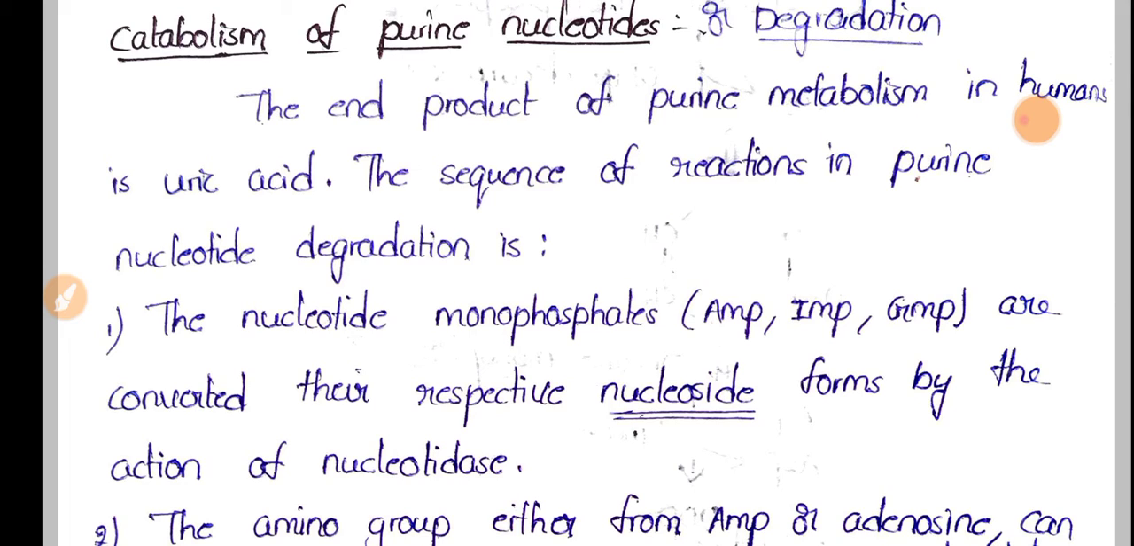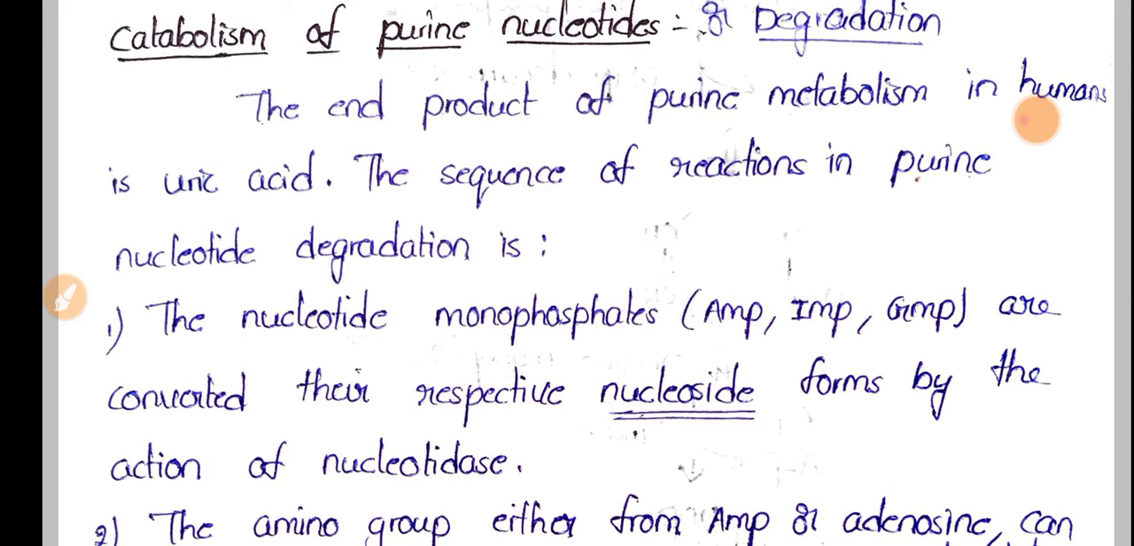So let's see about the catabolism of purine nucleotides. Here the end product of purine metabolism is uric acid. In all organisms this end product will be different, from one species to another species. Particularly in humans the end product is uric acid. Now let's see how this uric acid is produced from the purine nucleotides.